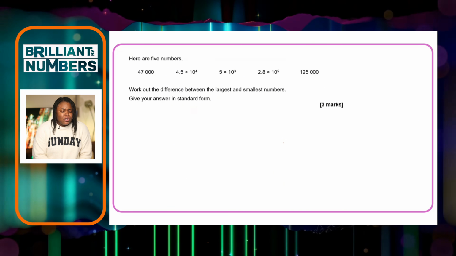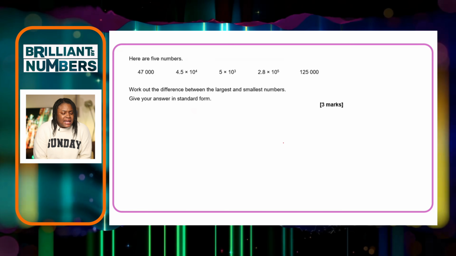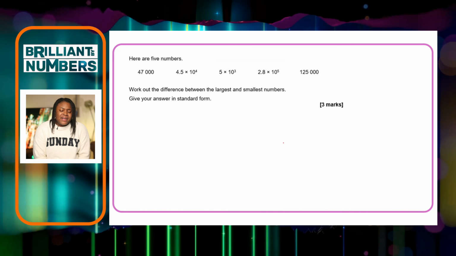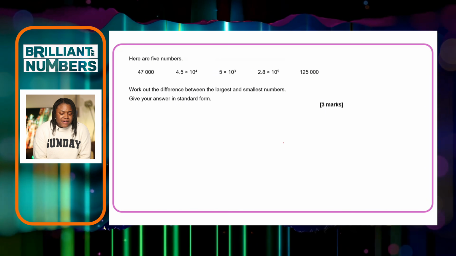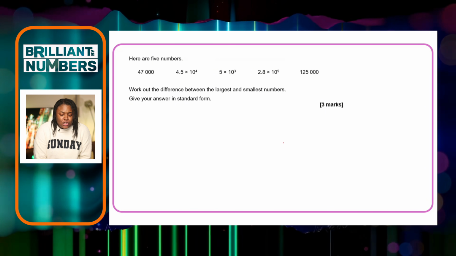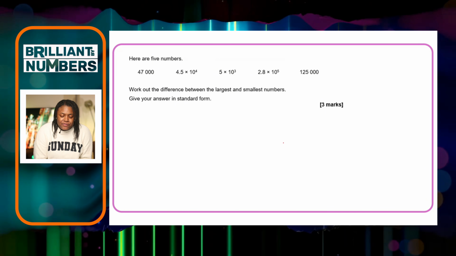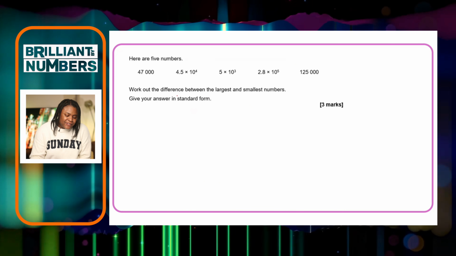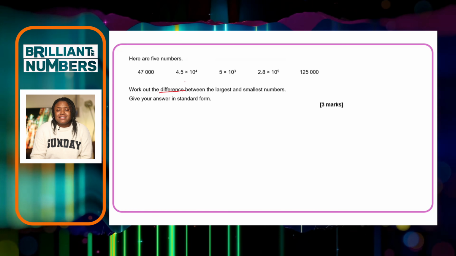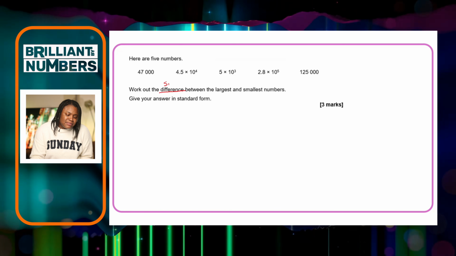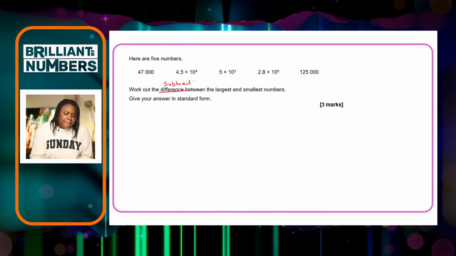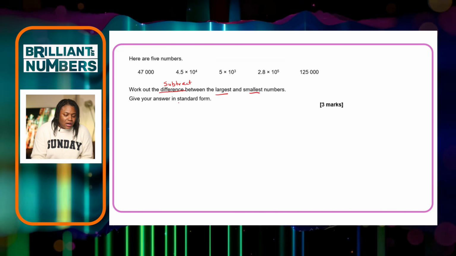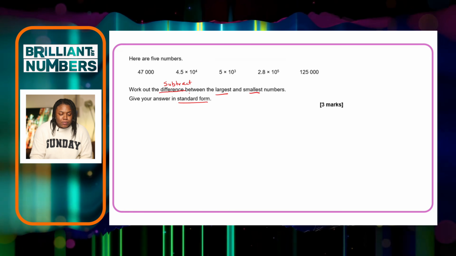Okay, moving along to another standard form question. Here are 5 numbers: 47,000, 4.5 times 10 to the power of 4, 5 times 10 to the power of 3, 2.8 times 10 to the power of 5, and 125,000. Work out the difference. Lots of students mess up this one. Remember, difference means to subtract between the largest and the smallest numbers, and give your answer in standard form.